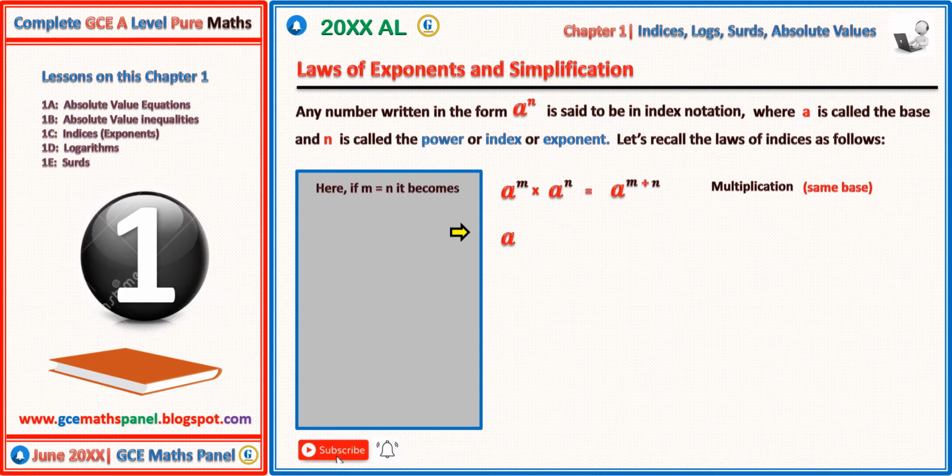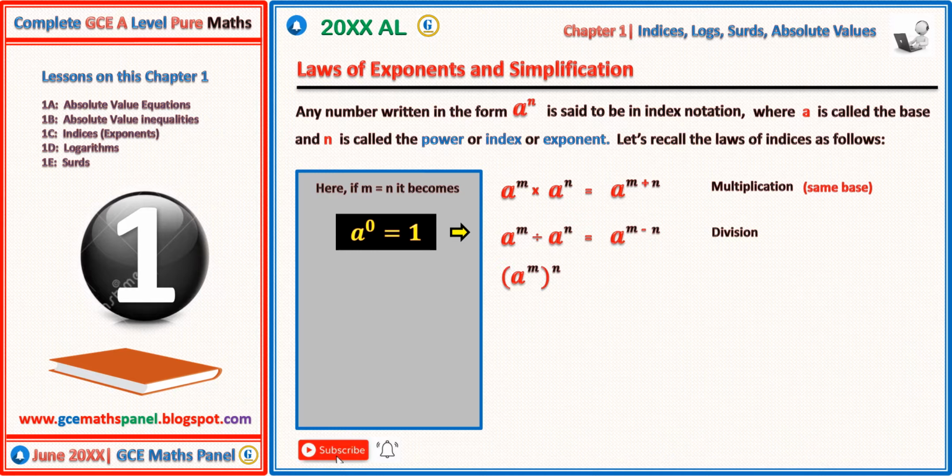The second law is similar to this one. a to the power m divided by a to the power n equals a to the power m minus n, and this is the law of division, which holds if the bases are the same. For this second law, if m is equal to n, then this gives us a to the power m minus n to be equal to a to the power 0, and a to the power 0 equals 1.